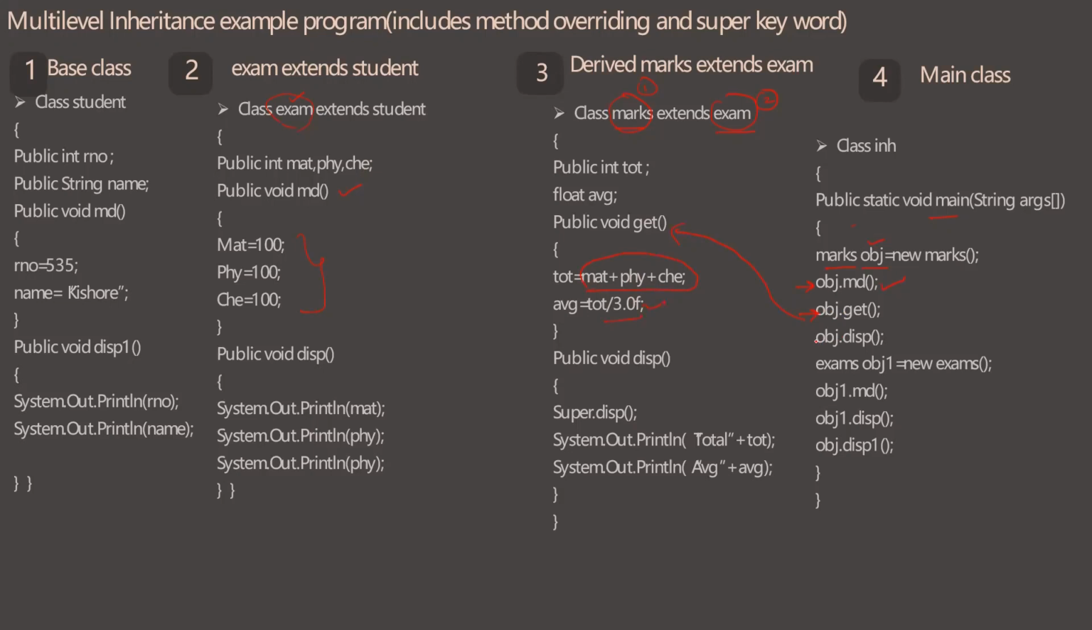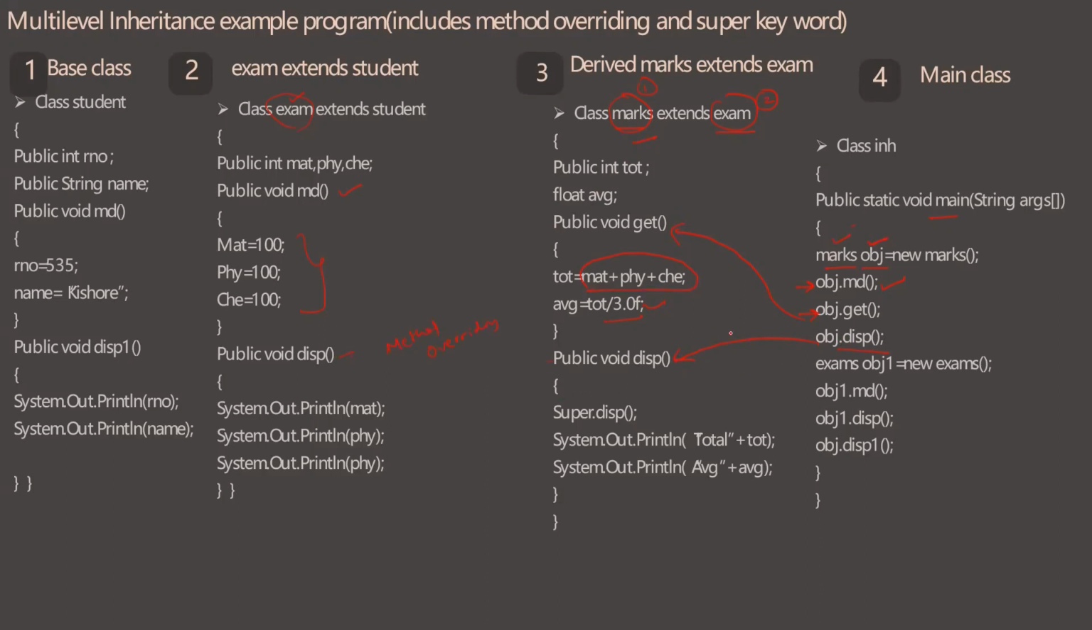Display. When I say obj.display, as the object is created for your marks class, the first preference will be given to the display method of your marks class. Here it is the display method again. Two methods in different classes with the same name. This is method overriding. Is that point clear?